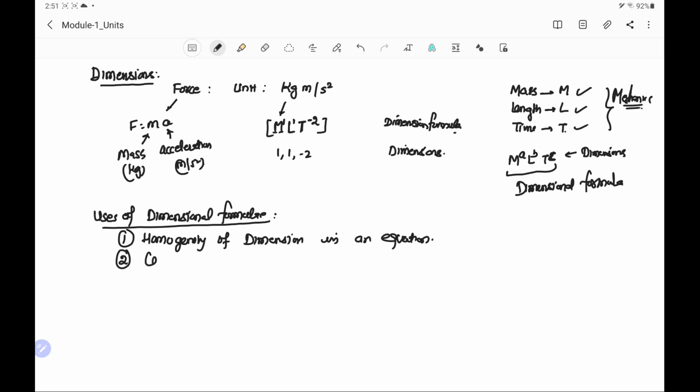Second is conversion of units from one system to another system, in which this dimensional formula will be very helpful. Third, deducing an expression. If we are given the dependency of a variable on the others, then we can develop or deduce a relation. Now we will do some problems based on the dimensions.